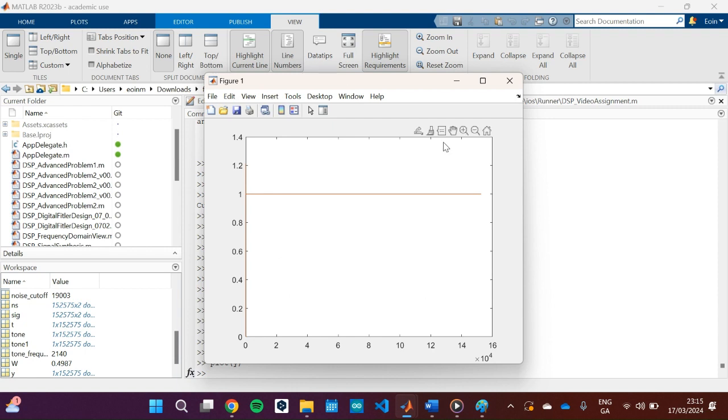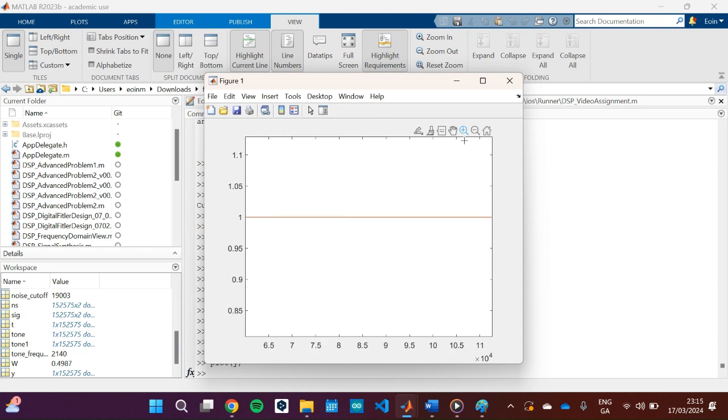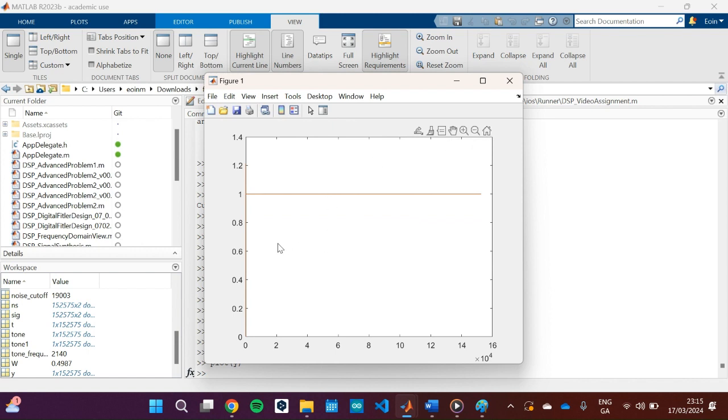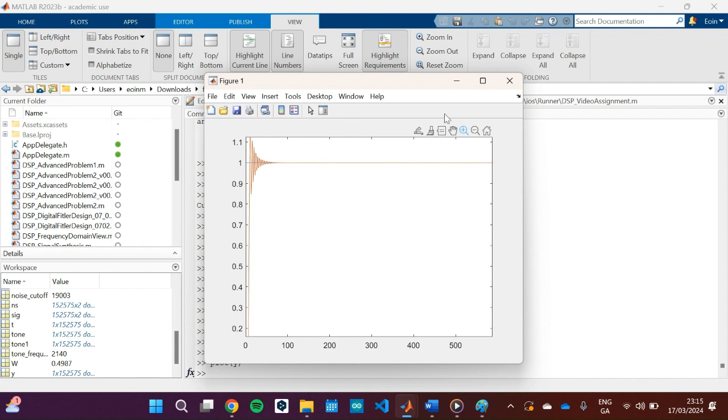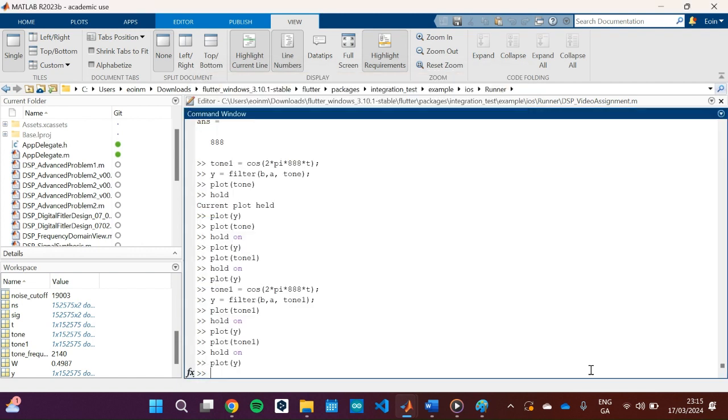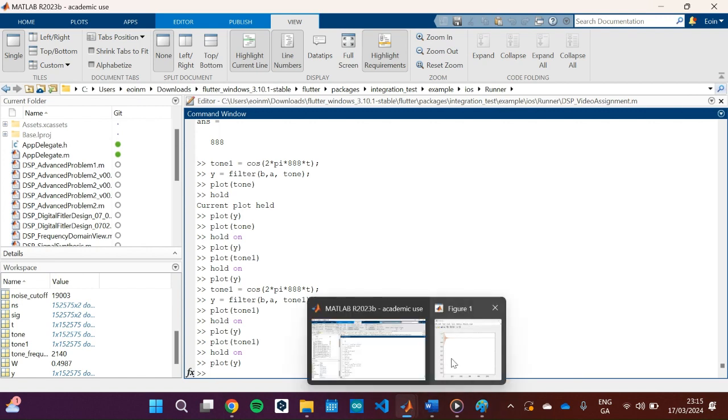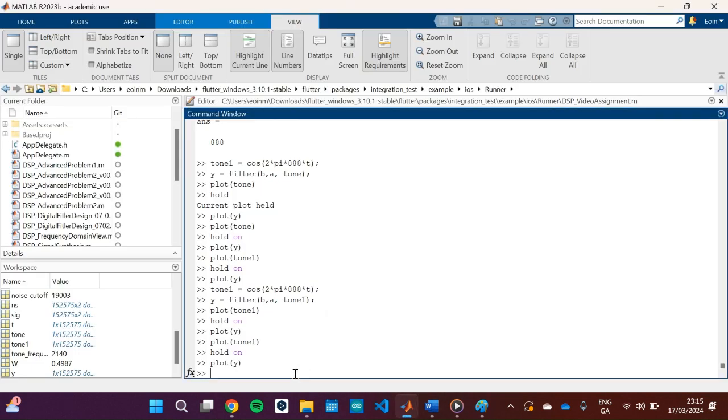That's very strange. That looks like it's only 1. There was only 1 plot. This is very strange. Close that. I'll try one more time. If I don't get it working, I don't know.